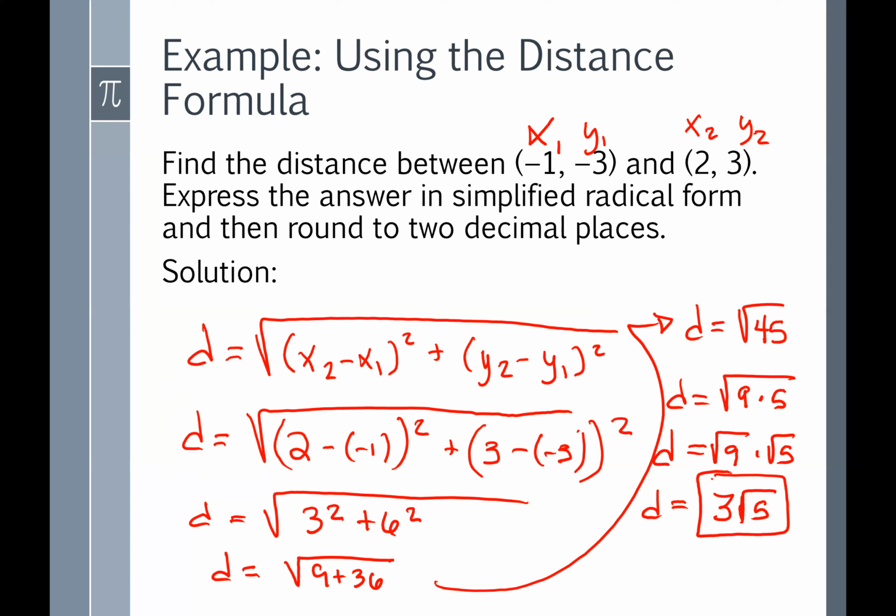And if you wanted to, you could take your calculator out and you could find a decimal approximation to this. Take 3 times the square root of 5, and that's approximately, and I'm going to use the squiggly equals to denote that's approximately 6.71. Okay, it's not a difficult formula to use. Just be really careful that you are subtracting the coordinates, so be careful with your signs.